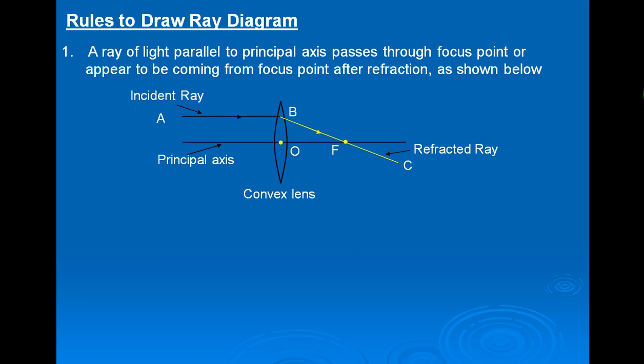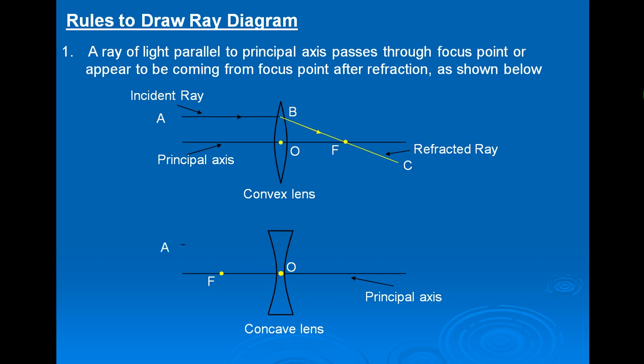That is, an incident ray of light parallel to the principal axis must pass through the focus point of a convex lens after refraction. In case of a concave lens, so this is our concave lens. Point O is the optical center, and suppose this is the principal axis of the lens, and point F on the principal axis is a focus point.